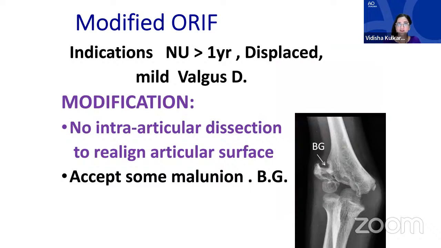Now modified ORIF, which is reserved for non-unions presenting more than 9 months of duration. It is important to note that the deformity should be mild valgus. So what is the modification against standard ORIF? There is no intra-articular dissection carried out to align the lateral fragment with the medial fragment. So some malunion is accepted. You can add bone graft in the metaphyseal area and put smooth K wires or a compression screw.